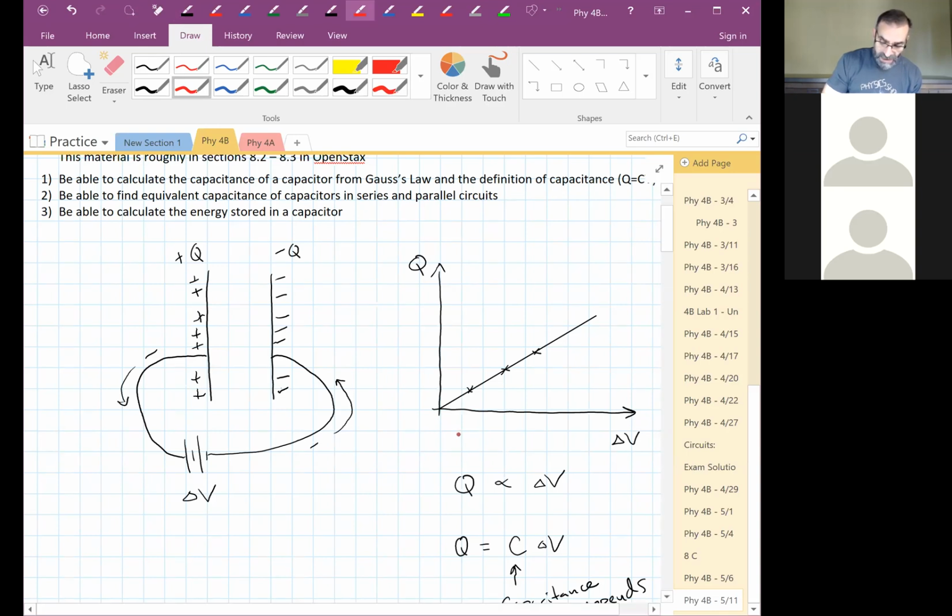So as we increased the voltage, we got more charge stored, right? Well, if we hook the charged capacitor up to a light bulb, as the charge bleeds out, what's going to happen? We're going to be going down this way, and so the voltage across the capacitor is going to get smaller and smaller. Yeah. Thank you.